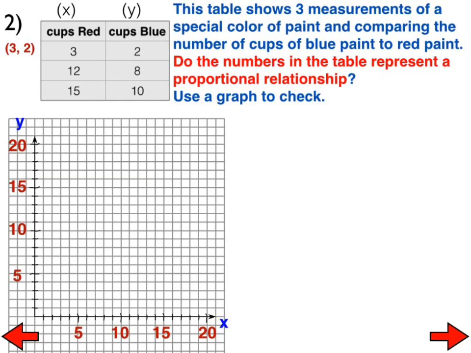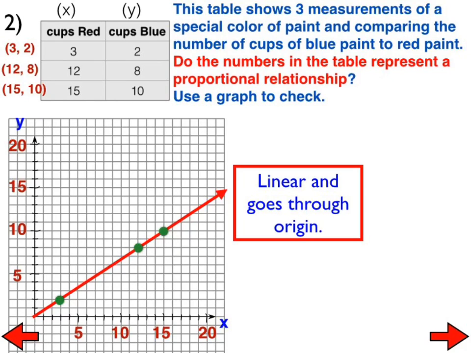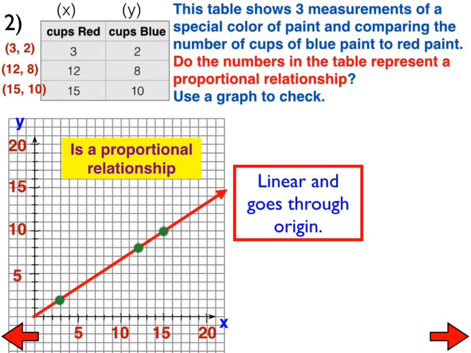All right, so let's plot those. We have (3, 2): 3 to the right, 2 up; (12, 8): 12 to the right, 8 up; (15, 10): 15 to the right, 10 up. Neatly draw our line all the way through the coordinate plane. We can see it's linear and it goes through the origin. So that means that it's a proportional relationship.